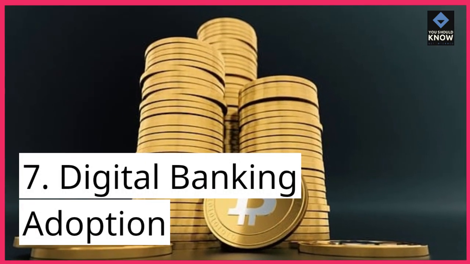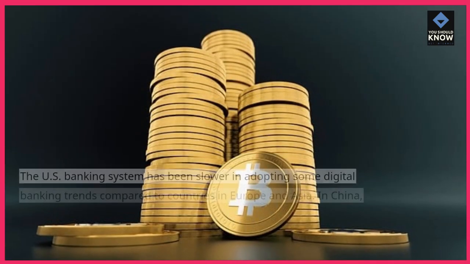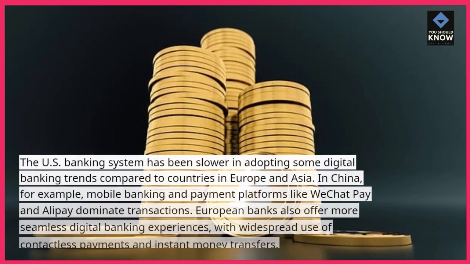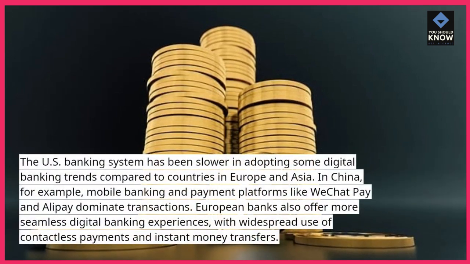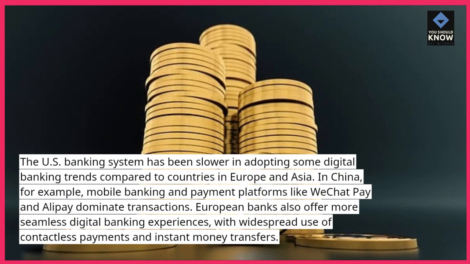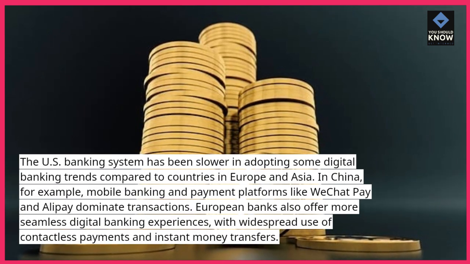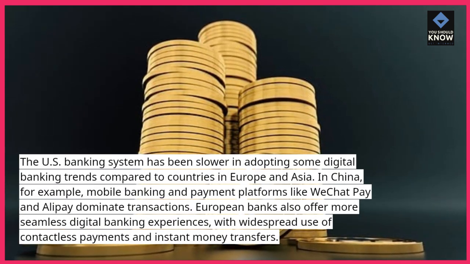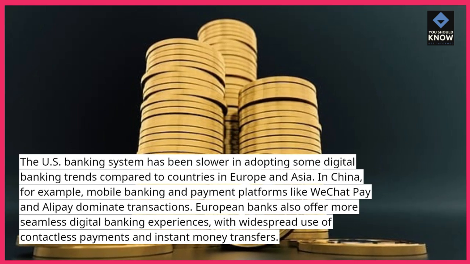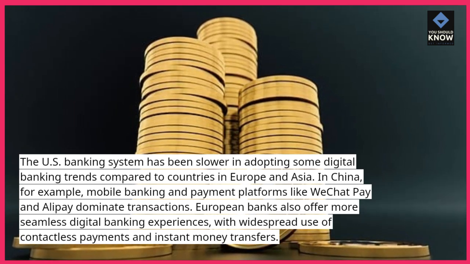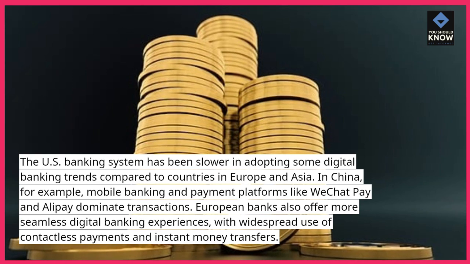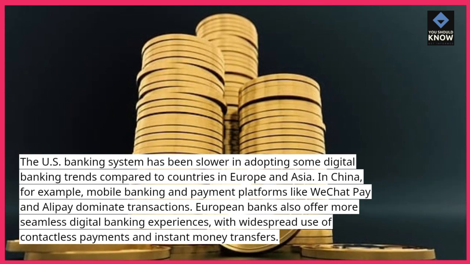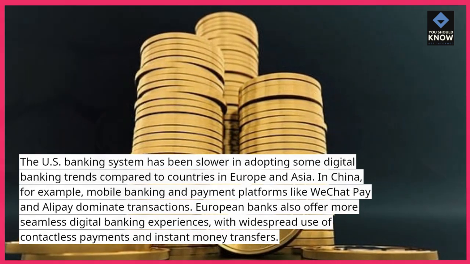7. Digital banking adoption. The U.S. banking system has been slower in adopting some digital banking trends compared to countries in Europe and Asia. In China, for example, mobile banking and payment platforms like WeChat Pay and Alipay dominate transactions. European banks also offer more seamless digital banking experiences, with widespread use of contactless payments and instant money transfers.